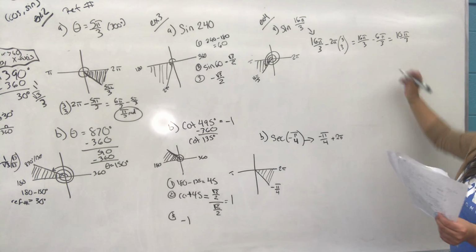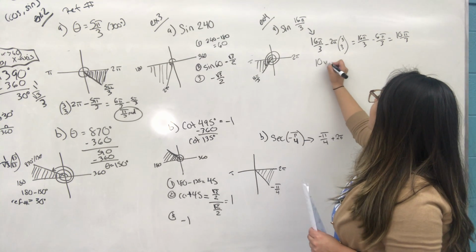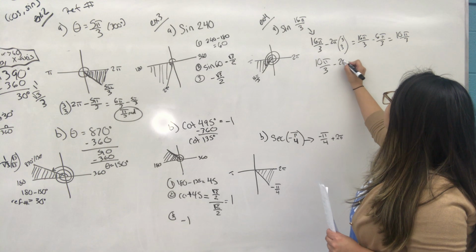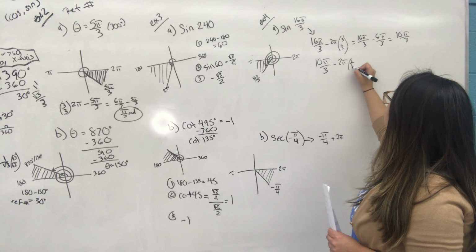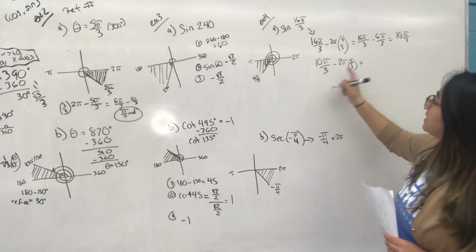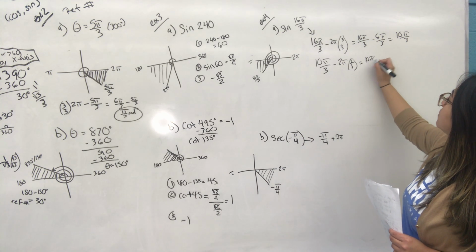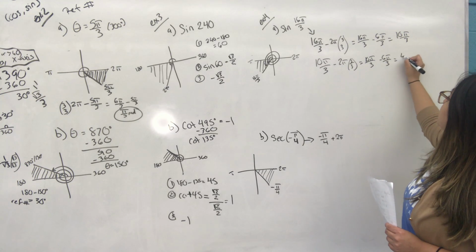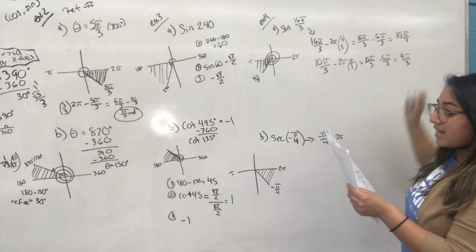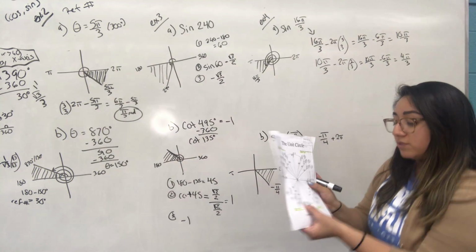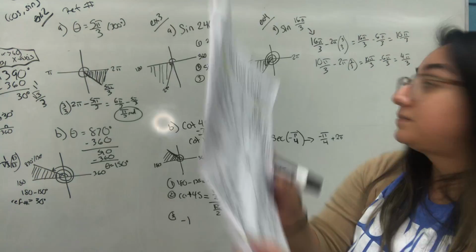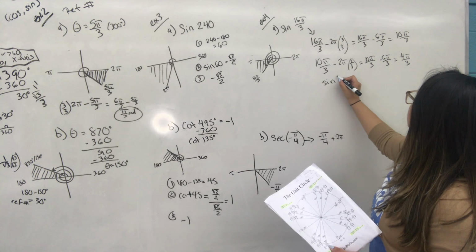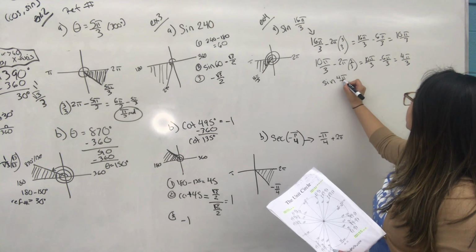10π over 3 is not within the circle. I'm going to go ahead and subtract again. 10π over 3 minus 2π again. So 3 over 3, that's the common denominator. You get 10π over 3 minus 6π over 3, and you end up with 4π over 3. And that is within the circle. 4π over 3 is also considered 240 degrees. So now we're looking for the sine of 4π over 3.